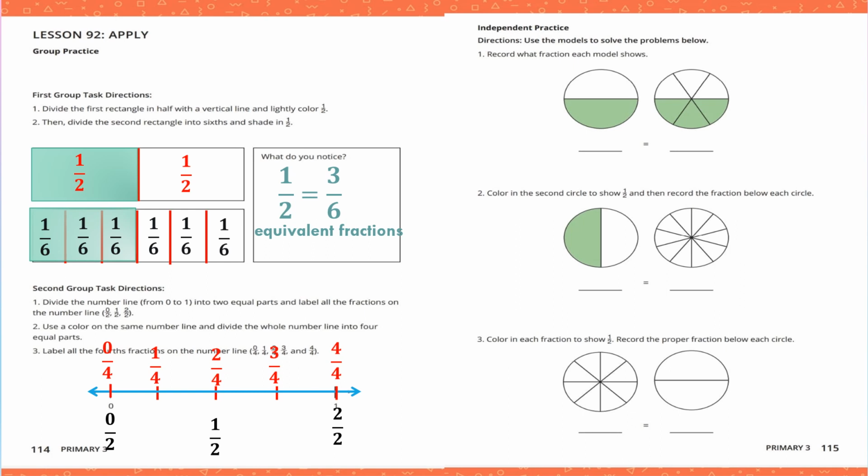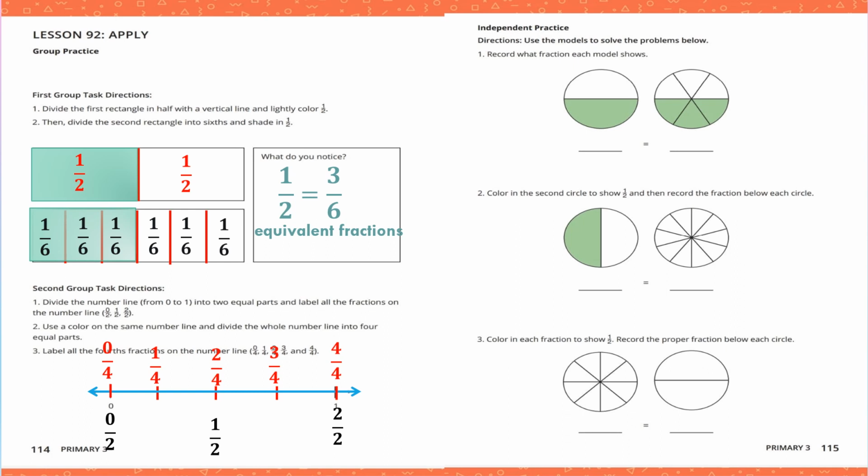What did you notice here? 1/2 equals 2/4. They are equivalent fractions. When we multiply the numerator by 2, 1 times 2 equals 2. And the denominator by 2, 2 times 2 equals 4.